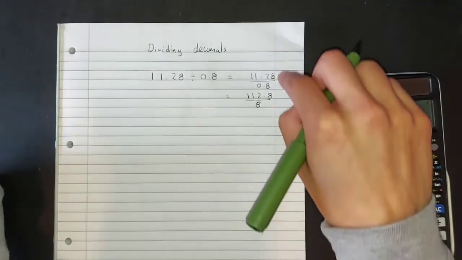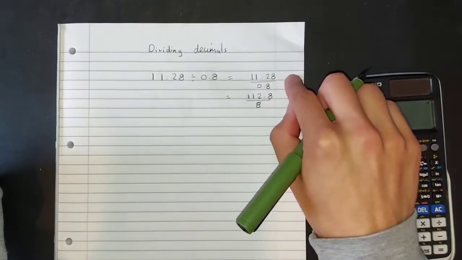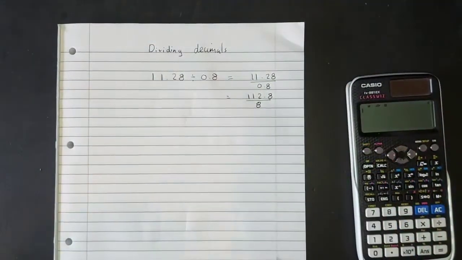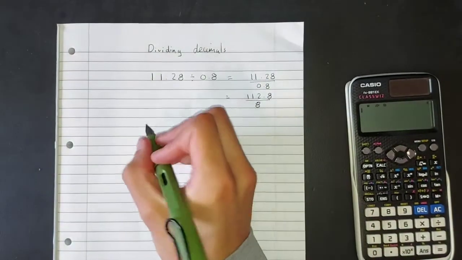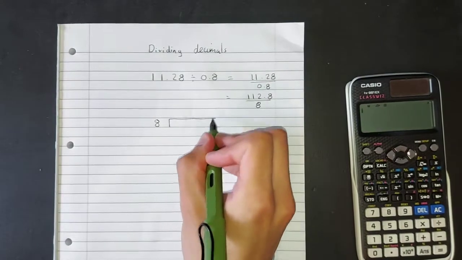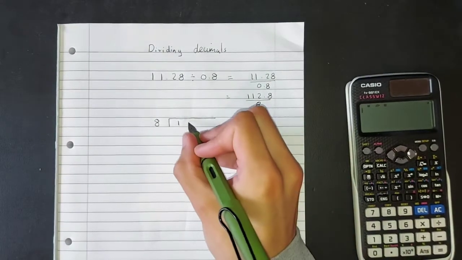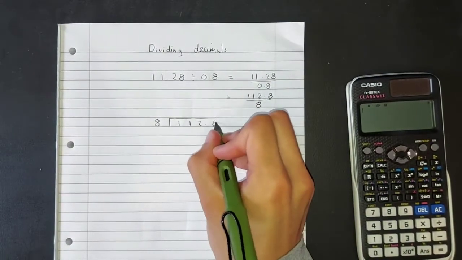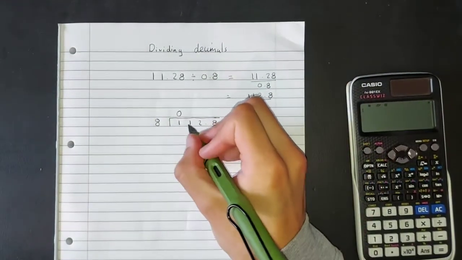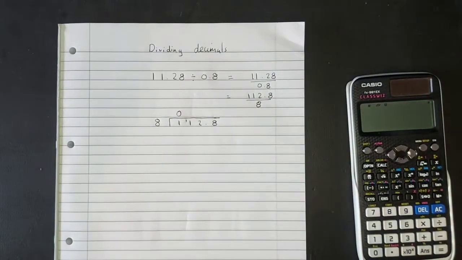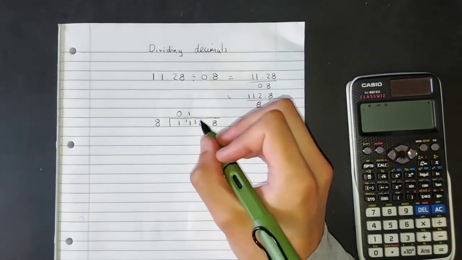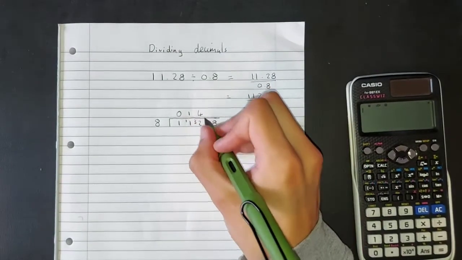Okay, so you need to be happy that once we put this as a fraction, I can then manipulate that fraction into something I prefer. Right then, so dividing by 8, I would just do bus stop method. Let's do that quickly. So we've got 8, and we're seeing how many times that goes into 112.8. So 8 into 1 goes 0 with a remainder of 1. 8 into 11 goes 1 with a remainder of 3. 8 into 32 goes 4, exactly.